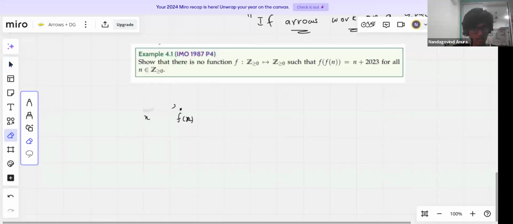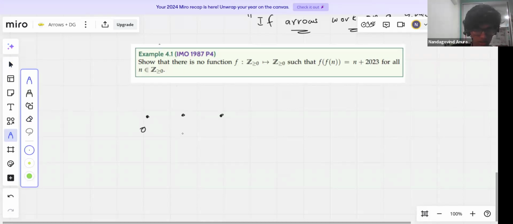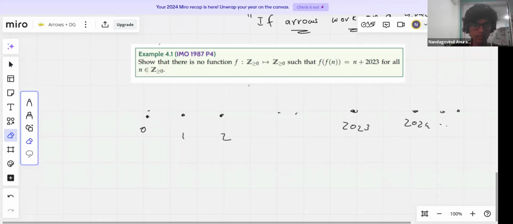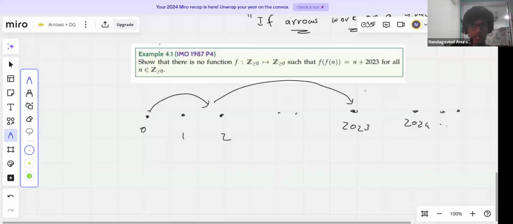Okay. So here's what we're going to do. We're going to take all the z greater than or equal to 0: 0, 1, 2, dot, dot, dot, till whatever. Yeah, basically, we're just going to keep going. Okay, so I'm just going to take 2023, 2024, dot, dot, dot. Okay, so now I know my arrow is going to go somewhere. Let's just say that 0 goes somewhere, and that something has to go to 2023. Agree?